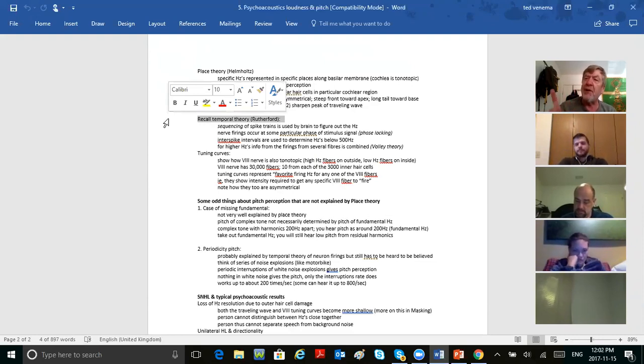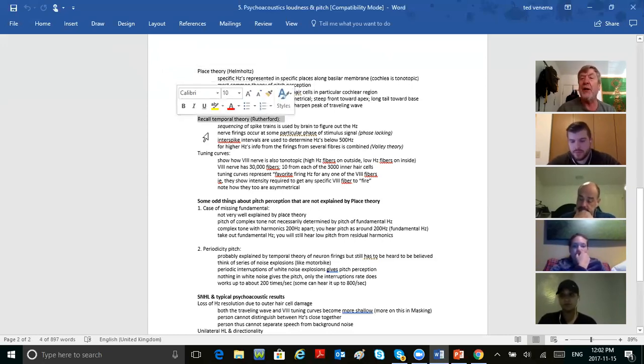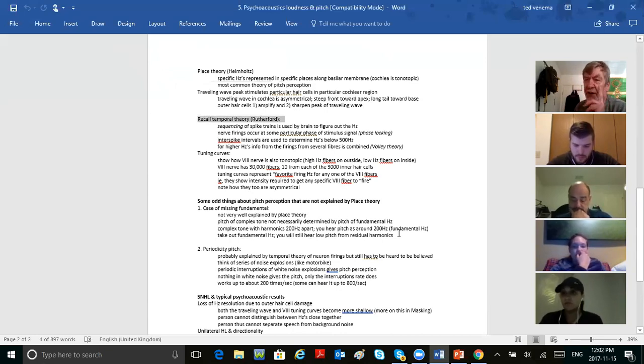But there's a couple of things that are not well explained by Helmholtz's pitch perception theory, his place theory. Helmholtz place theory, put a star there. Cochlea tonotopic. 99.999% of clinicians and people believe in that theory, myself included. But Rutherford said there's a couple of weird things that theory does not explain very well. And here we go. You're sitting at the drugstore having an ice cream cone, and somebody across the parking lot is revving a motorbike.